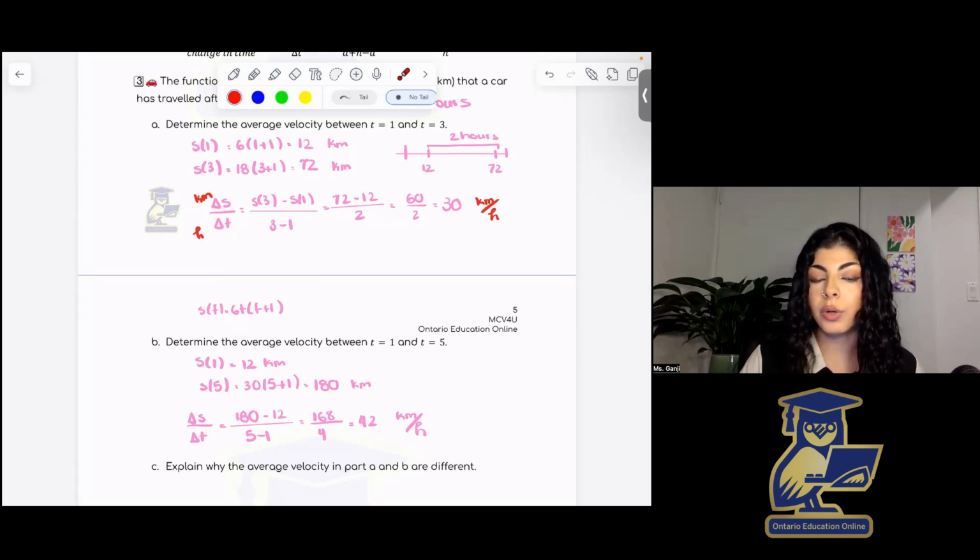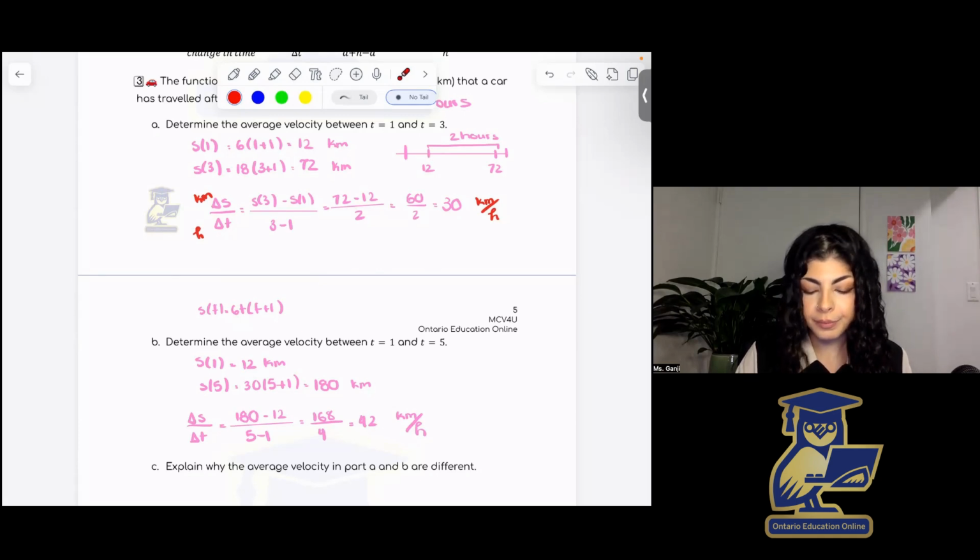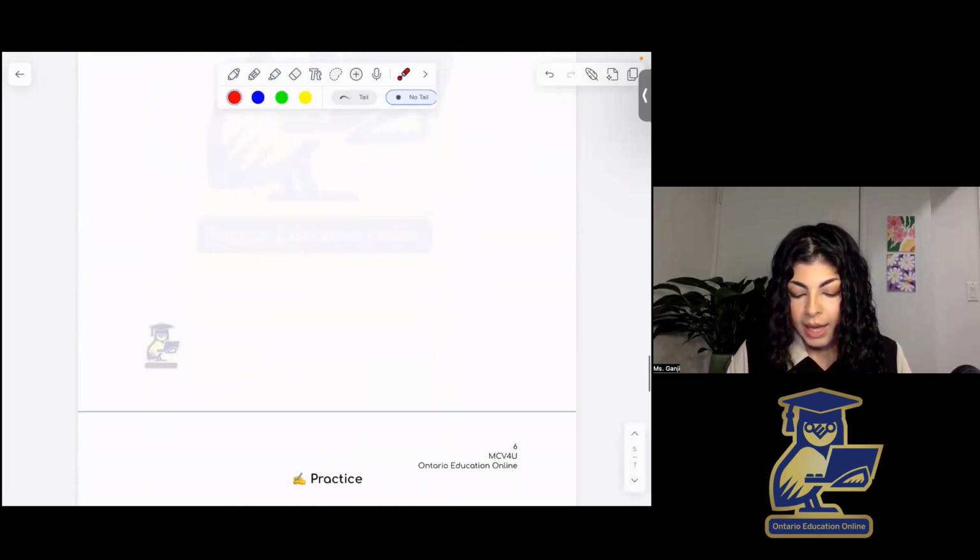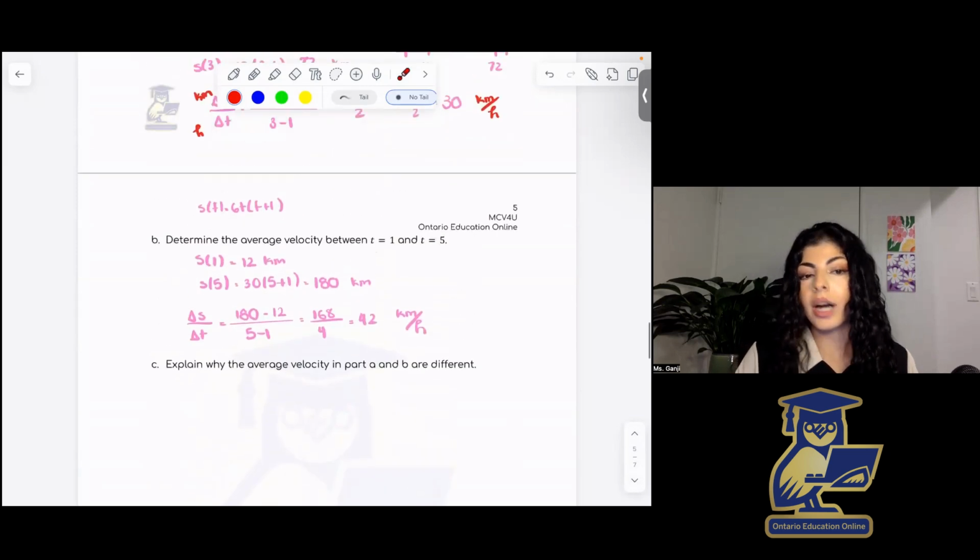And I encourage you here, you can try on your own, but calculate the average velocity when t is between 3 and 5 to determine what the average velocity was there and compare that to the overall for the 4-hour block. And so that is the end of our lesson.